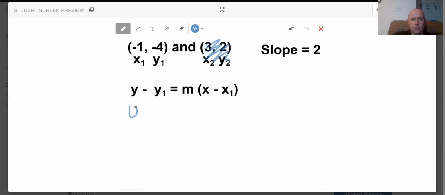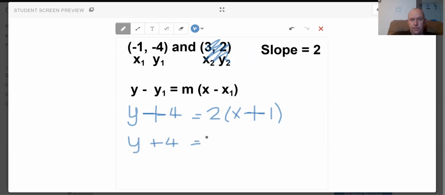So y minus y1 is -4. Slope we just found out was 2. X minus x1 is -1. And actually, I see a couple of double negatives here. So the first double negative, I'm going to make into a plus. And that second double negative, I'm going to make into a plus as well. Now I'm going to go ahead and distribute. So 2 times x is 2x. 2 times 1 is 2.